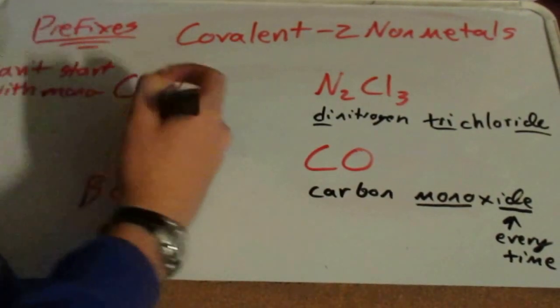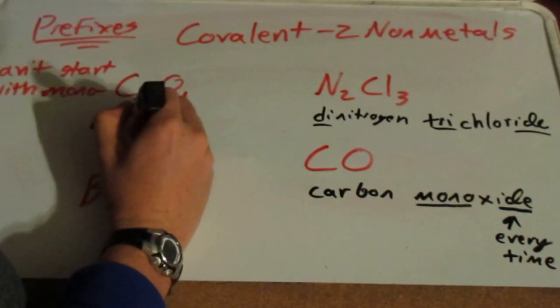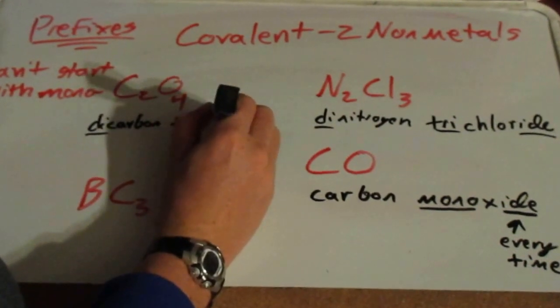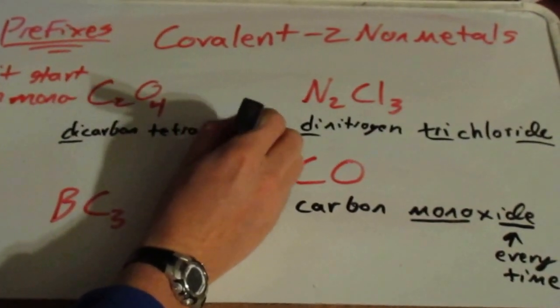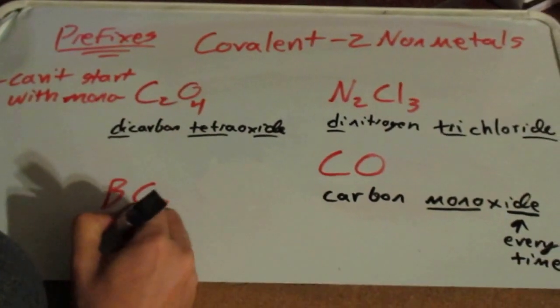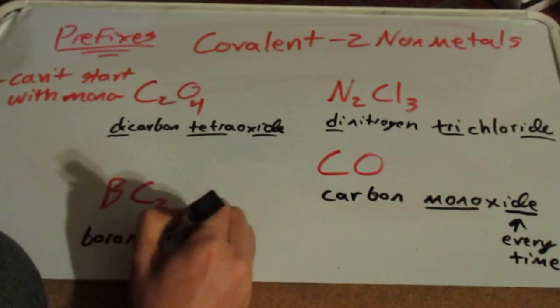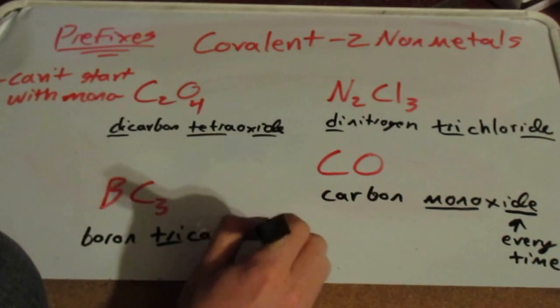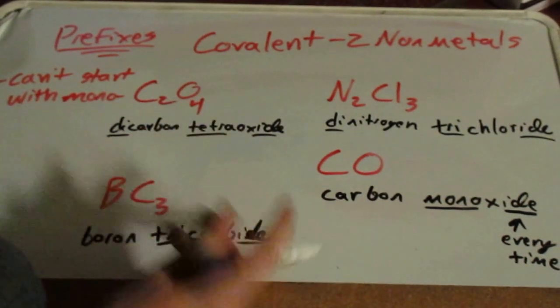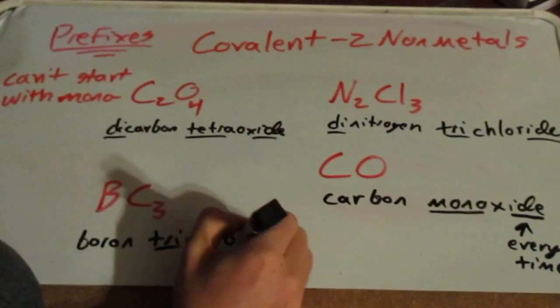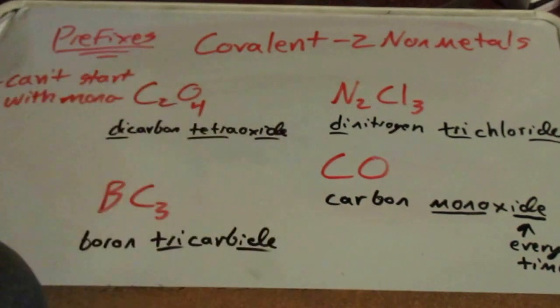For this one, you're going to have dicarbon, and you're going to have tetraoxide. And this one's going to be boron tricarbide. Again, IDE ending. This IDE ending is a little messed up, so I'm just going to redraw it really quickly. But that is how you do covalent naming.